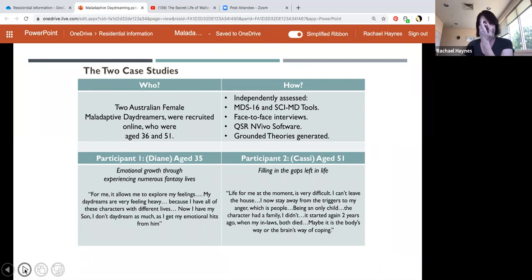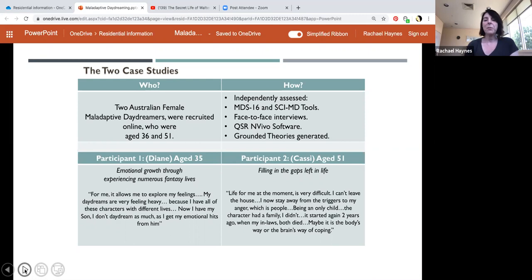Participant 2, on the other hand, has a different experience of maladaptive daydreaming. And her experience is that her maladaptive daydreaming is filling in the gaps left in her life. Let me tell you more from her words.